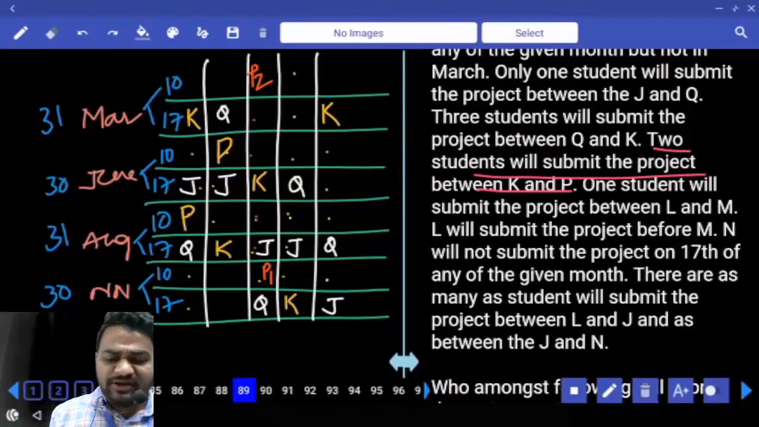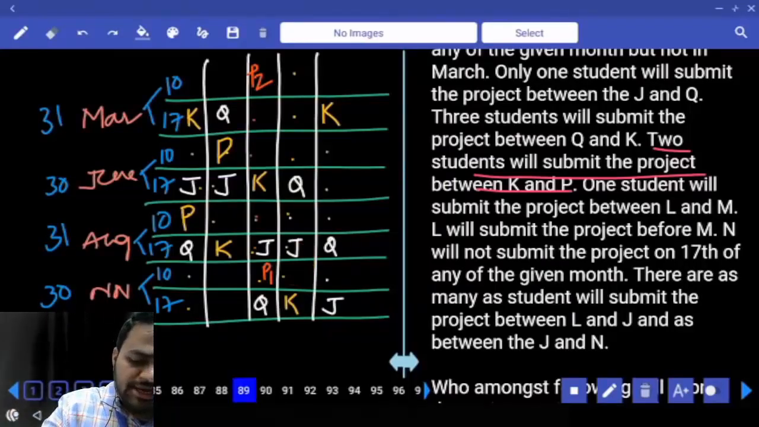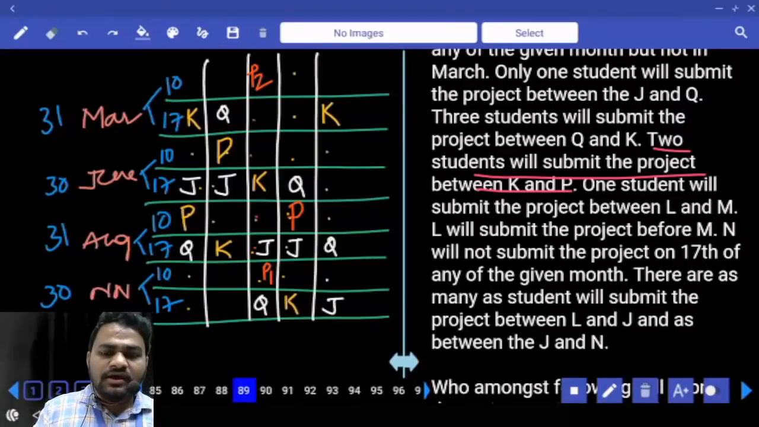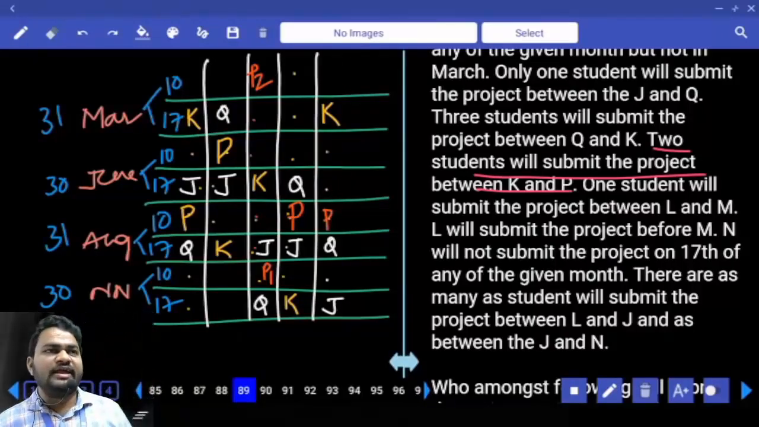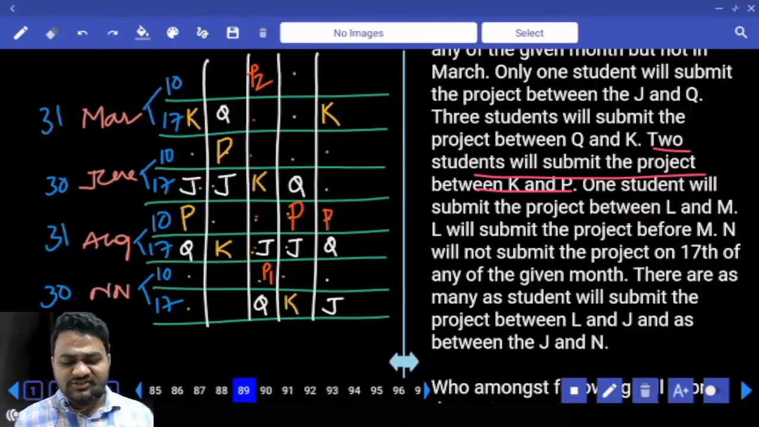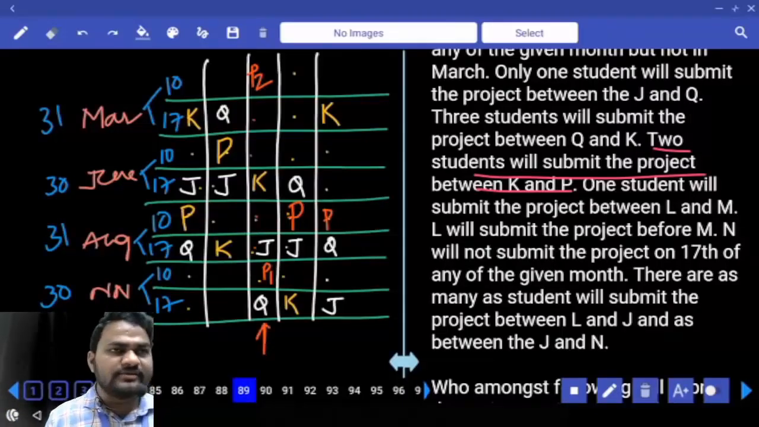Next, 2 students between K and P. 1, 2, it is the place for P. Next, right side possibility 1, we cannot place P. 1, 2, it is the place for P. 2 students between K and P. In every possibility, P is fixed except this possibility.